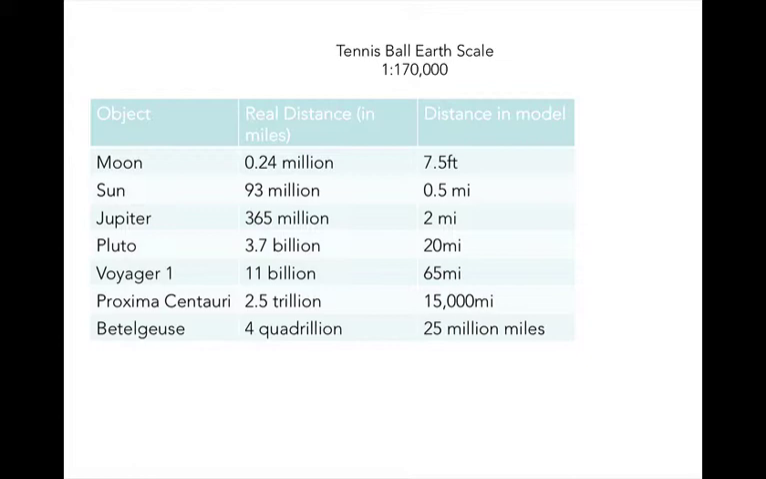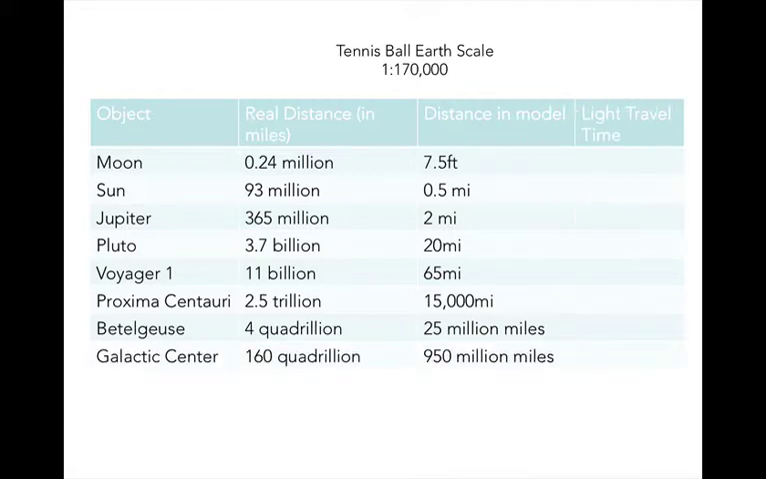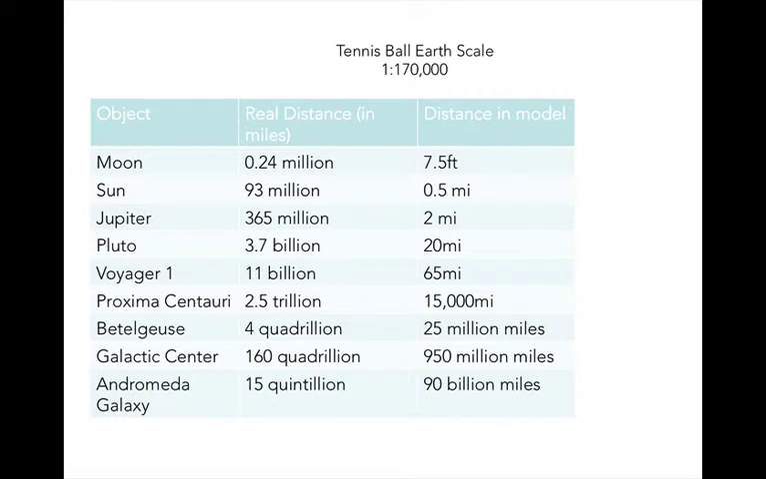The center of the Milky Way galaxy is 160 quadrillion miles from Earth, or 950 million miles in our model. And the Andromeda galaxy is 15 quintillion, 15 plus 18 zeros after it, miles from Earth. This puts it, our nearest neighbor galaxy, at 90 billion miles from the tennis ball Earth in our scaled down model.